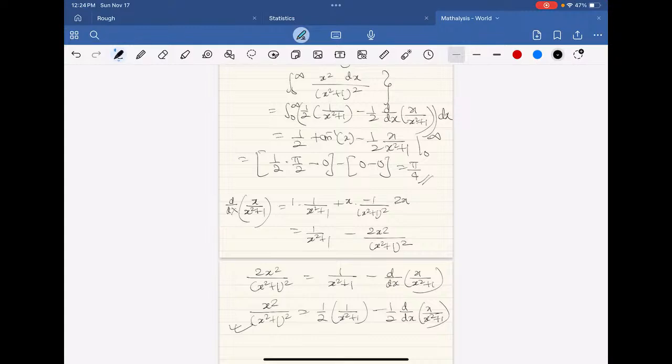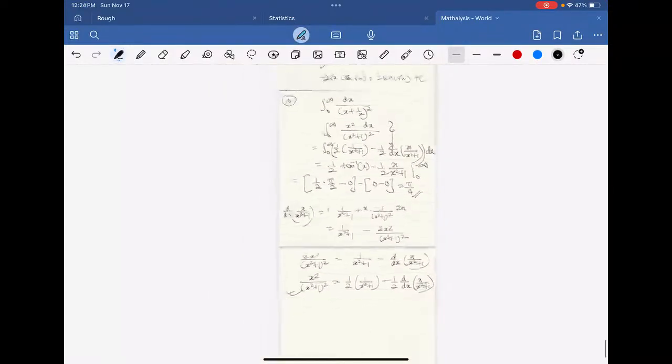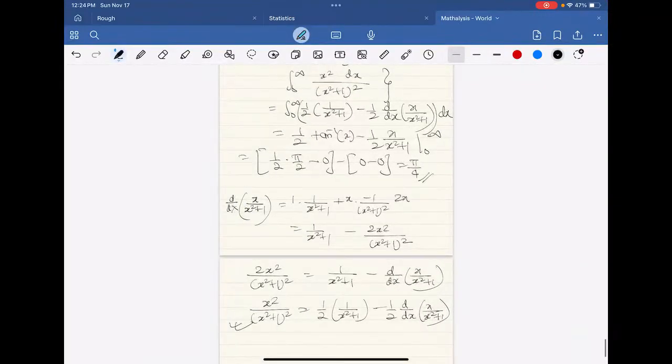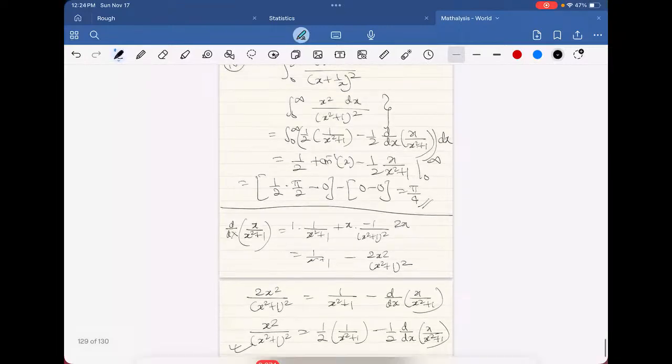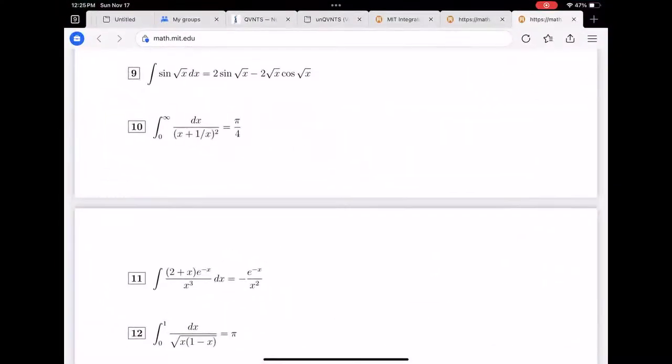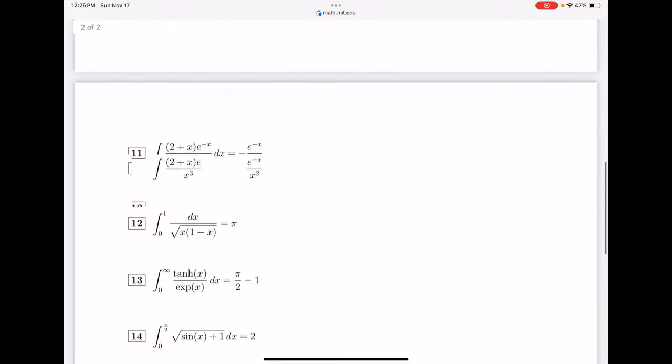And this was a good problem actually, right? Because we invoked a different kind of technique in this problem than what we used to do regularly. This was a good one. So the answer is pi by 4. Let's go to the next one.